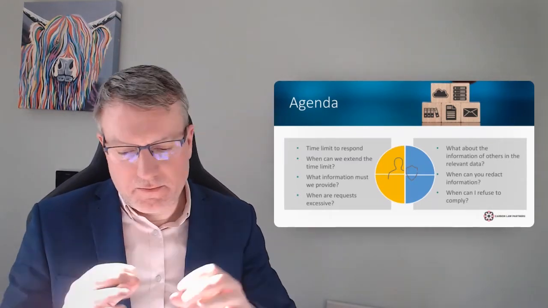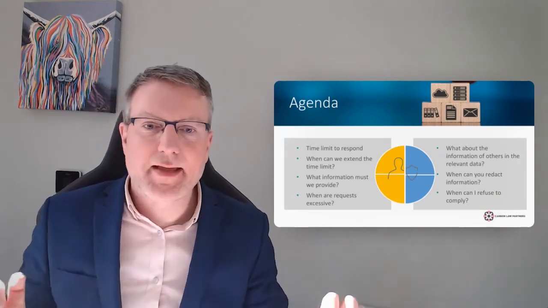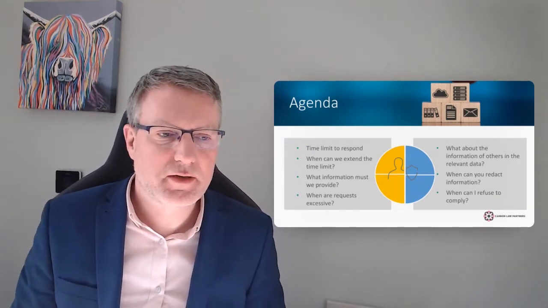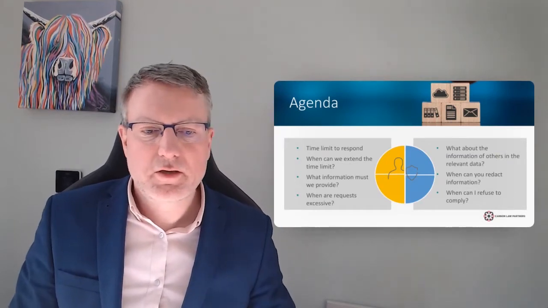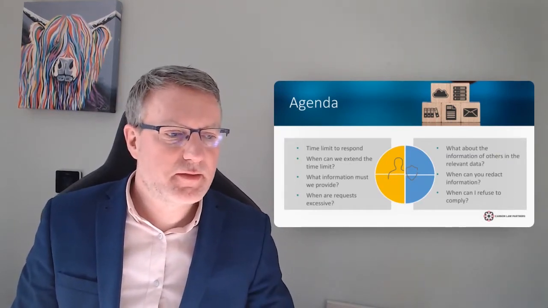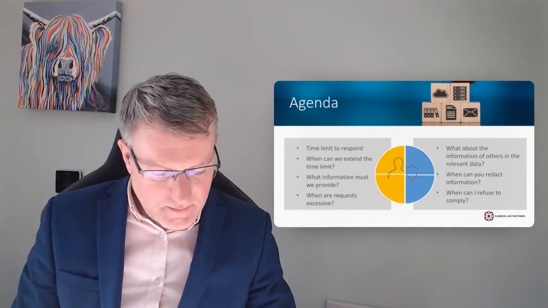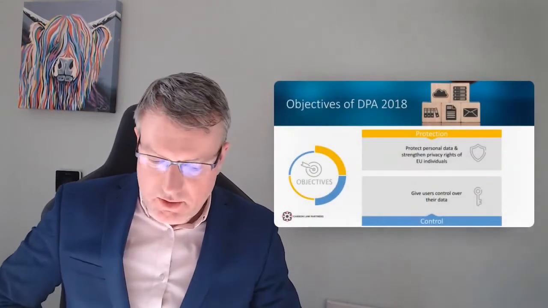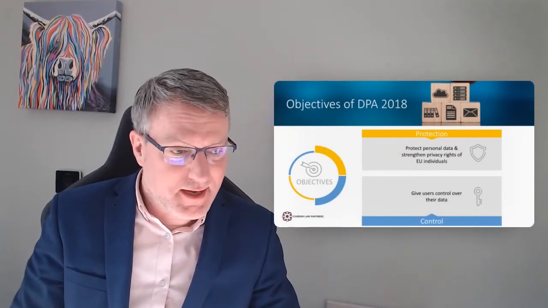And just for the avoidance of doubt, redacting is just where you black out the irrelevant information, so you make sure that the individual can't see it. And when can you refuse to comply? So that's really the approach that we're going to take to the next hour. Well, actually less than the next hour, of course.